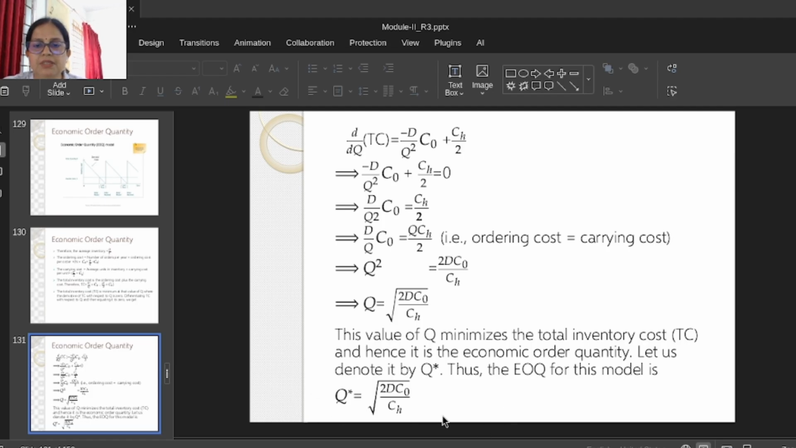You need to remember this formula because a lot of questions in different exams are related to the economic order quantity. That is, the square root of 2 into annual demand into ordering cost divided by carrying cost.